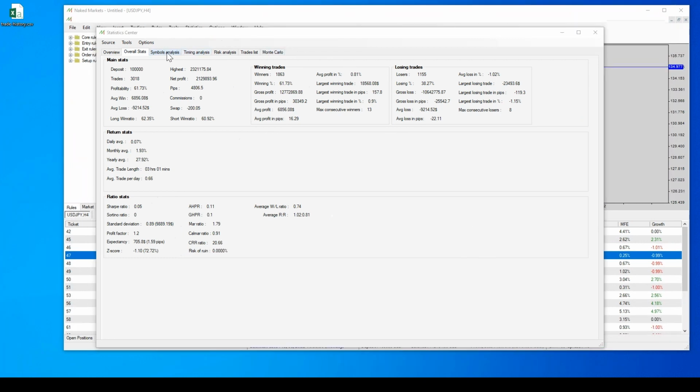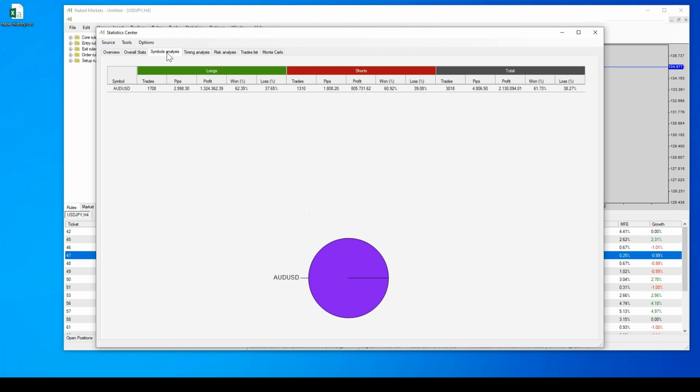The Symbols Analysis tab gives you performance details according to the symbols and the order types. Thus, you can check if some symbols are underperforming compared to the others.